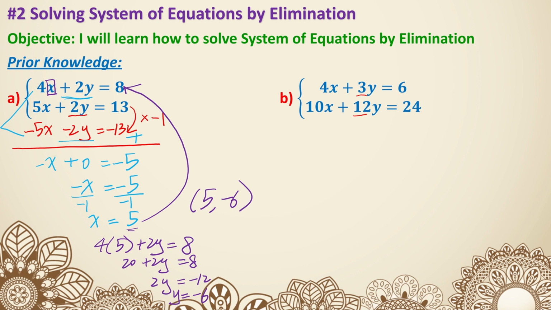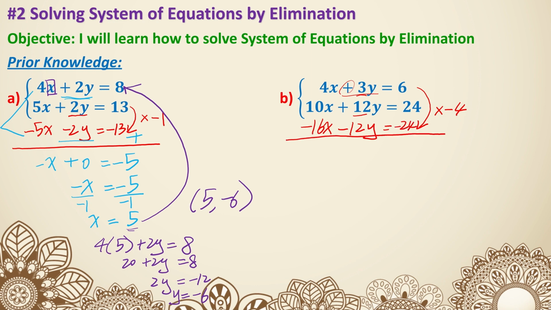So 3 and 12, well, 3 times 4 is a 12. However, we don't want another 12. We actually want a -12, because right now it's a positive 3. I need them to be opposite for them to eliminate with each other. So in that case, I'm going to multiply the top equation by a -4. I have -16x minus 12y, which equals 6 times -4, a -24.